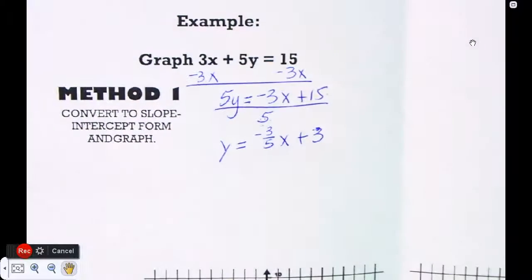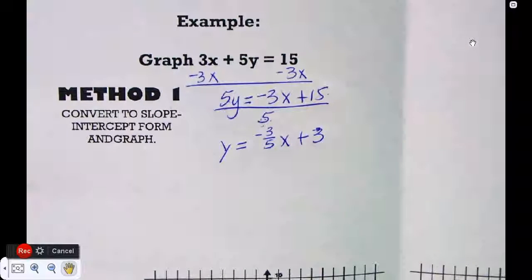Guys, don't turn it into a decimal. Leave it just as is. You'll see why in just a second. Yes, thank you. Leave it as a fraction. 3 divided by 5 gives you a decimal, 0.6, so we don't want that. So just bring that down, negative 3/5. I don't know why this is hard for a lot of people. They don't know what to do with that right there. Hey, just bring it down. And 15 divided by 5 is 3.